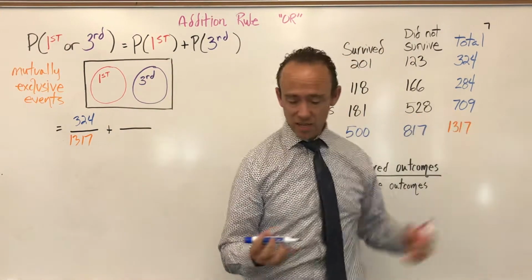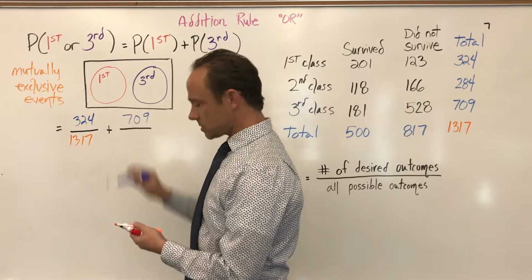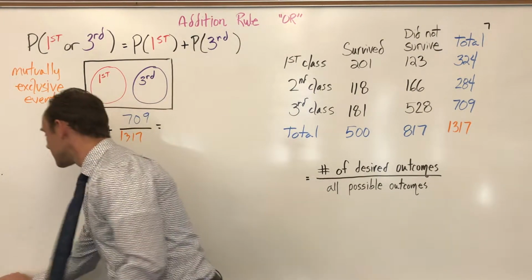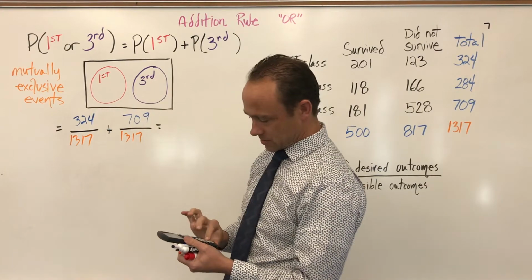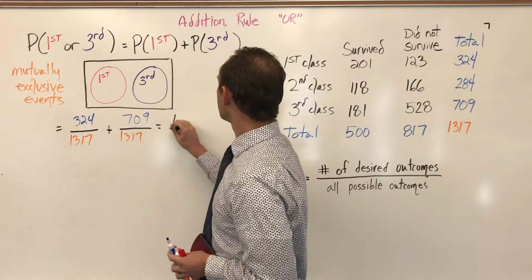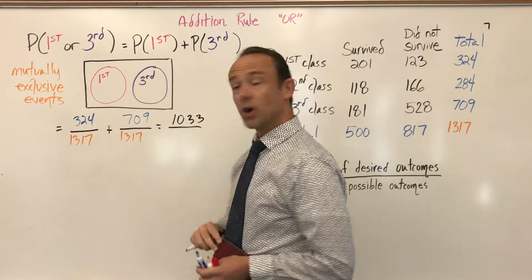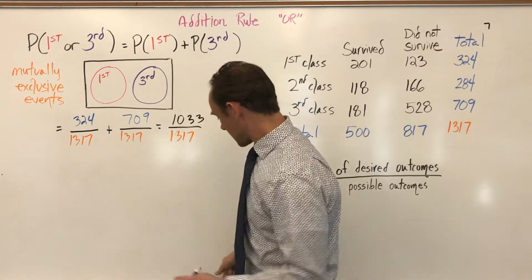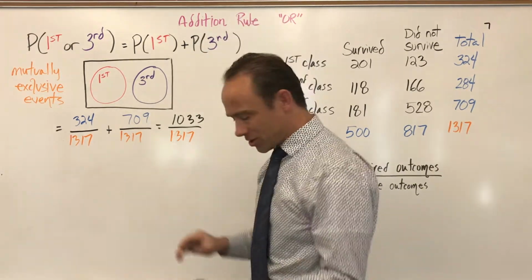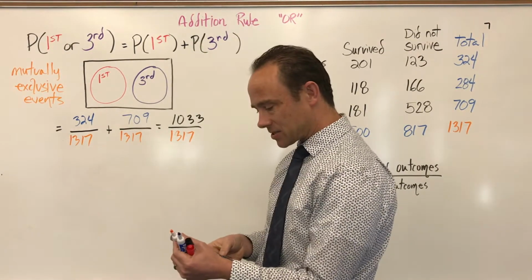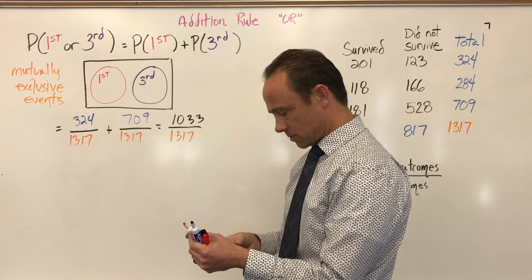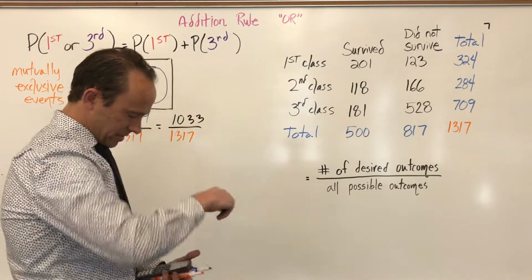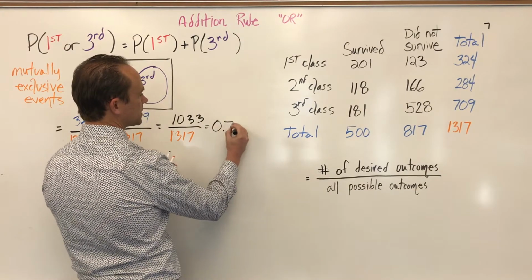Third class, we have 709 desirable outcomes over 1,317. So if you add them together, let's see what it is. 324 plus 709 is 1,033. Or 1,033 over 1,317. So that's done, but fractions are a bit harder to compare than decimals and percents. So I'm gonna make this a decimal here. And we get 0.784. Okay, approximately.